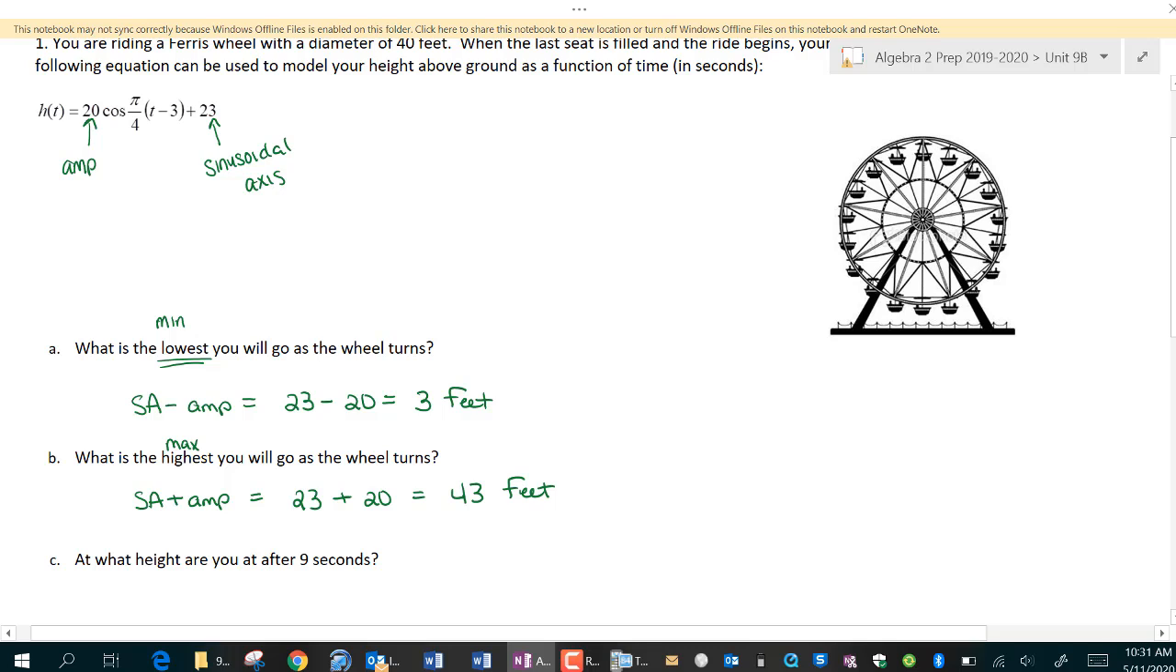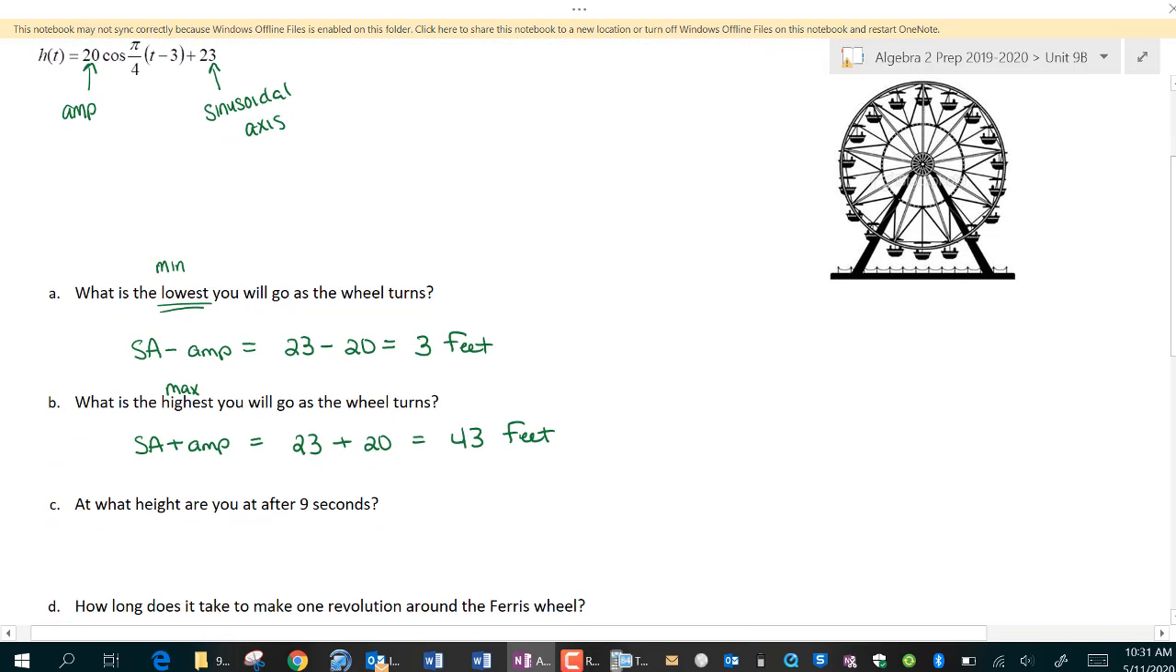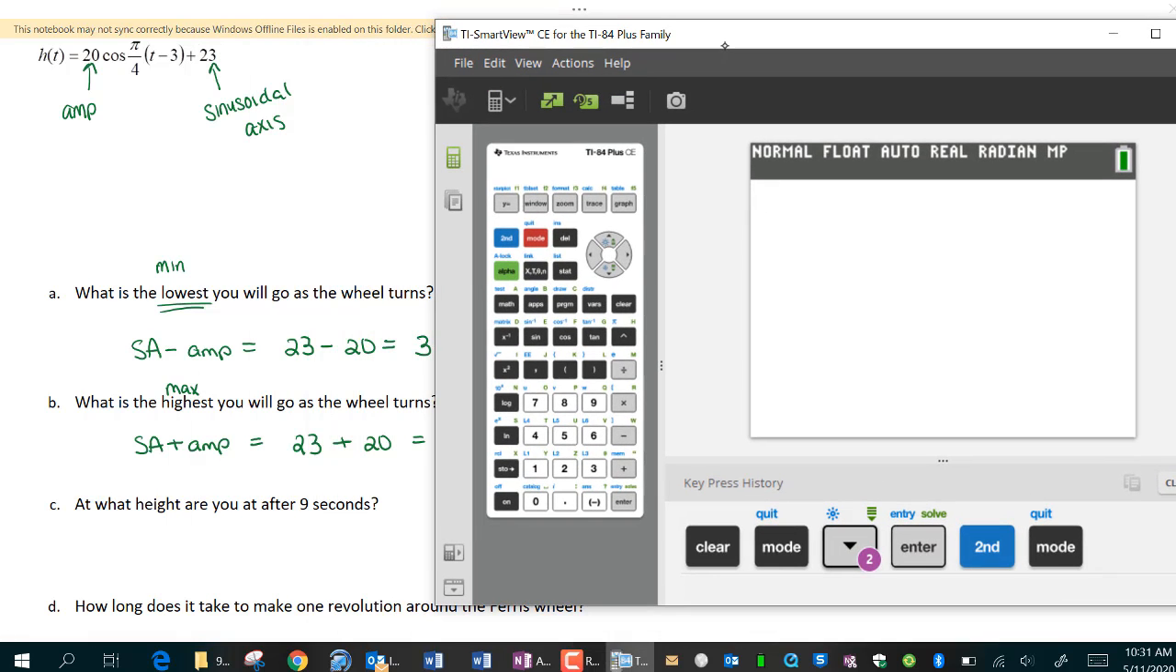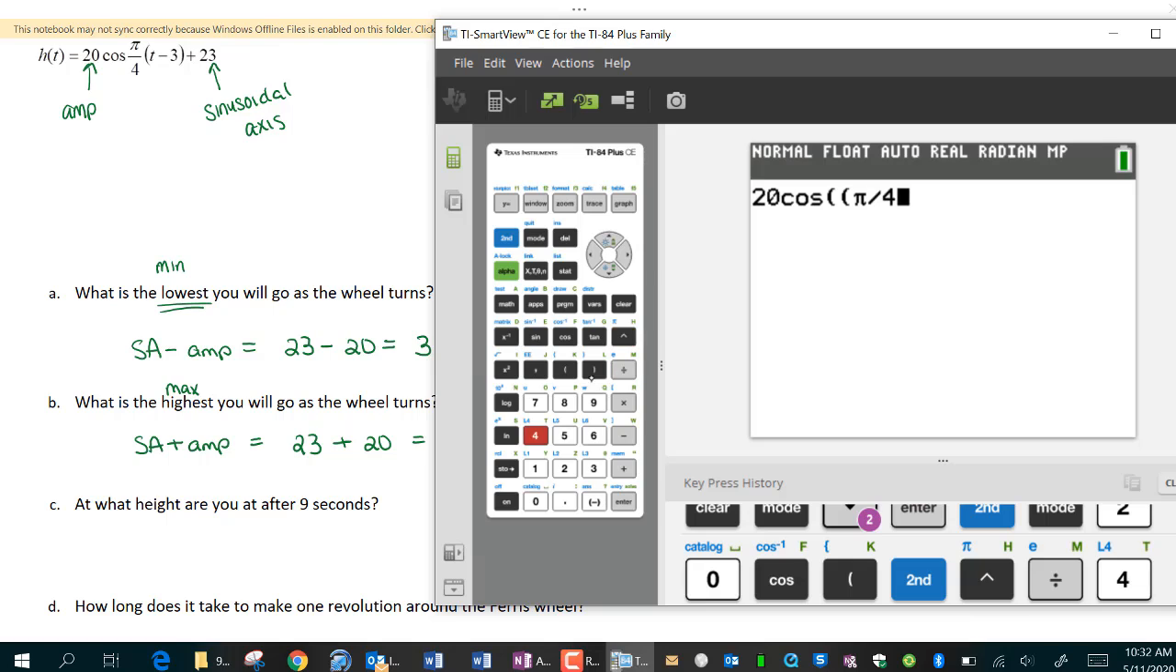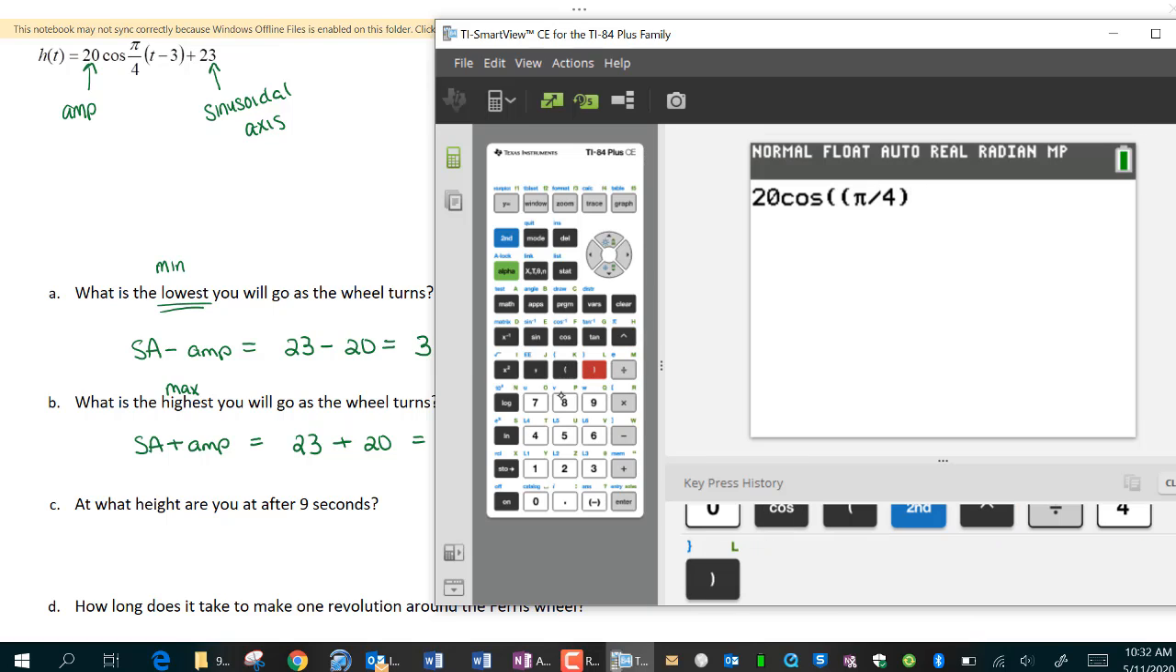Part C, this is where we're going to need our calculator. At what height are you after 9 seconds? They told us that t was seconds. So I'm just going to substitute 9 into my function, directly into my calculator. So I have 20 cosine. That pi over 4 I'm going to put in parentheses. In parentheses, pi is above your exponent key, over 4. Close that out. And then another set of parentheses. I want to substitute 9 in for t.